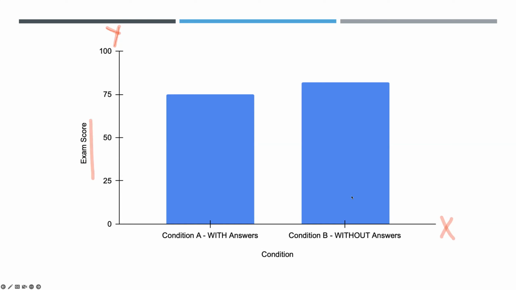And you can see here that our condition B without answers is higher, right? So that's the higher exam score. So this is an 82 and this is a 75. If we properly controlled our extraneous variables and don't have any confounding variables, we can say that we're pretty confident that not having answers had an effect on exam score. So that's our goal with controlling confounding variables, is that we can say we're pretty confident that our independent variable had an effect on our dependent variable.